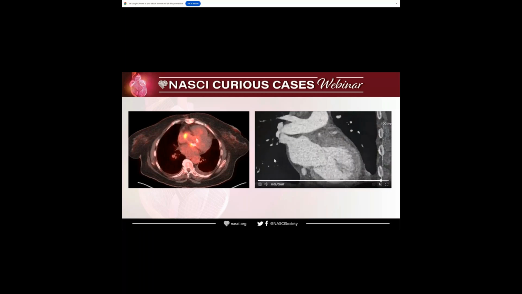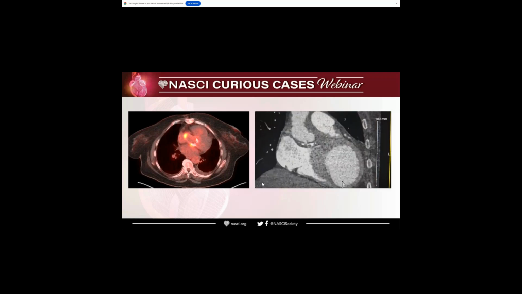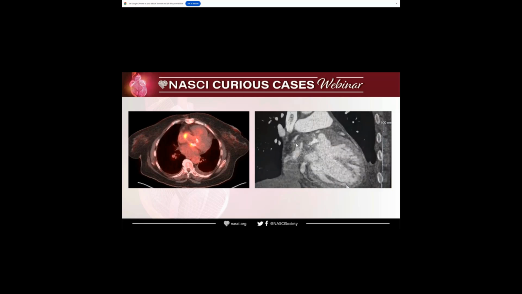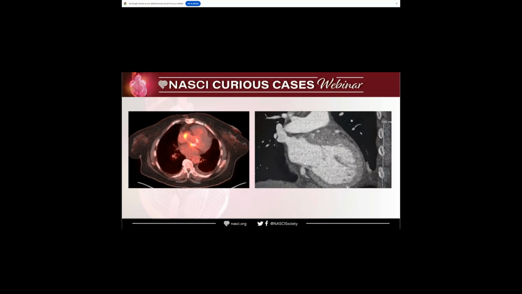It's the second case I saw of that in my career. The other one was in my previous hospital. So that's how it looks. And this is the prosthetic valve that is very thickened, and yeah.